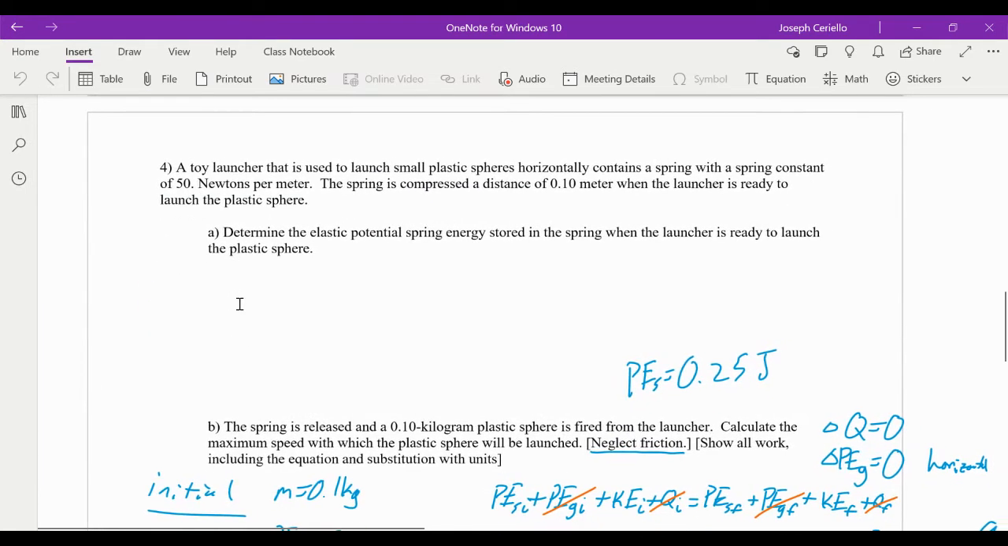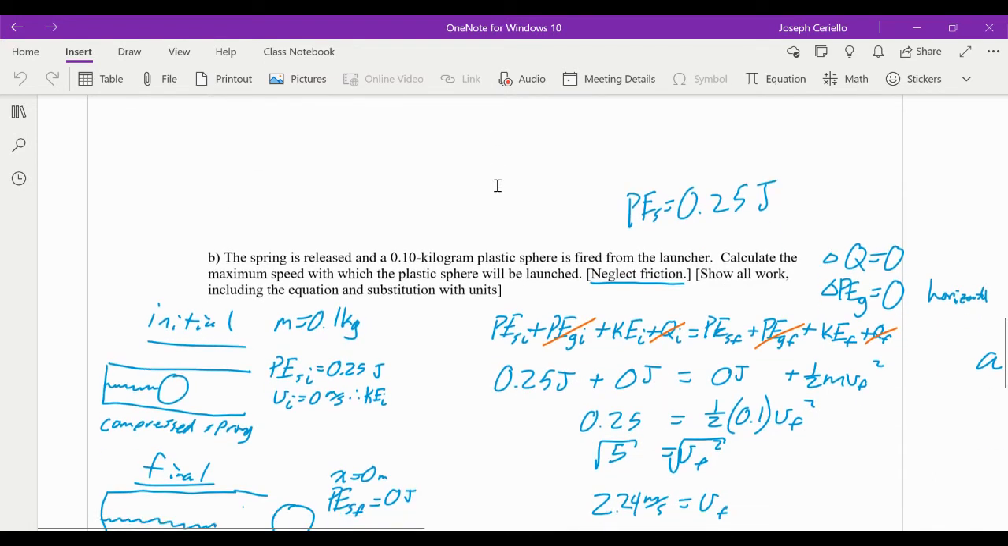This is an old Regents question, A and B, so make sure you're pretty comfortable with this. The first one, finding the elastic potential energy stored in the spring. Hopefully that's not too bad. 1/2 kx squared. You're given k is 50, you're given x is 0.1. 1/2 times 50 times 0.1 squared, only the 0.1 is squared, you get 0.25 joules. Most people had no problem with that in class, so I'm not going to go through that too much. The next one is really where I want to focus.